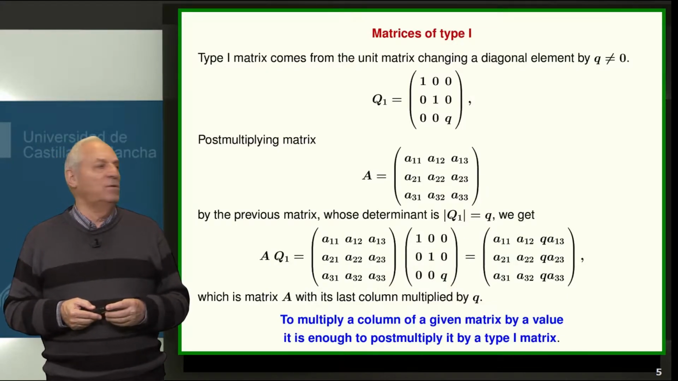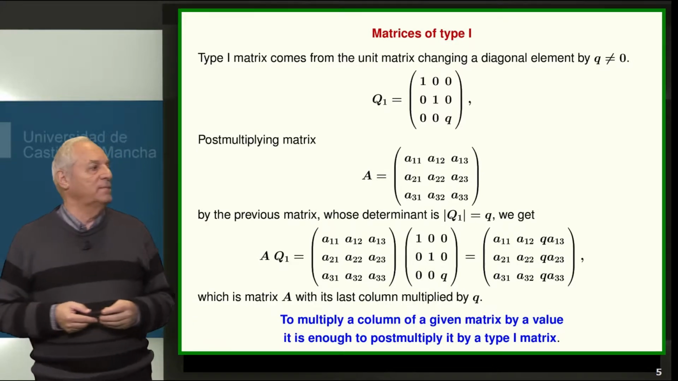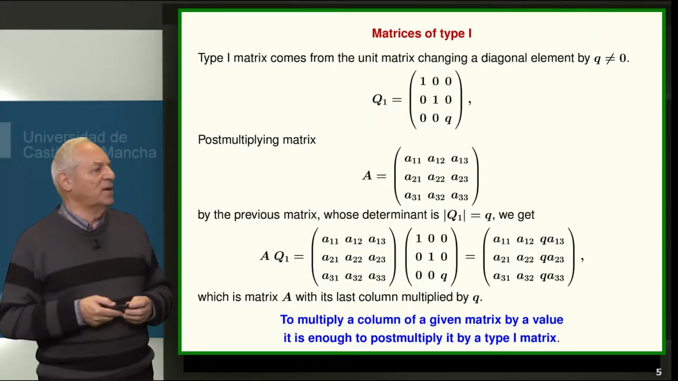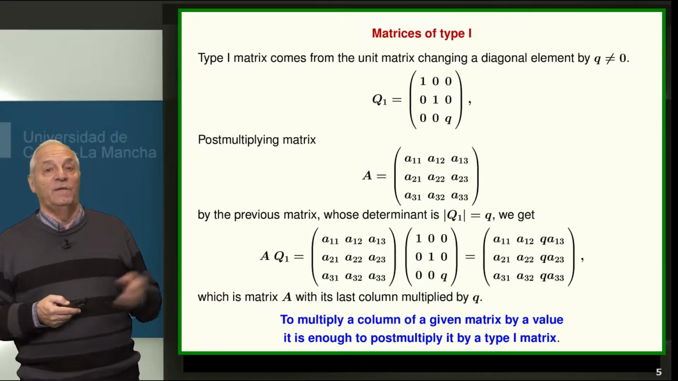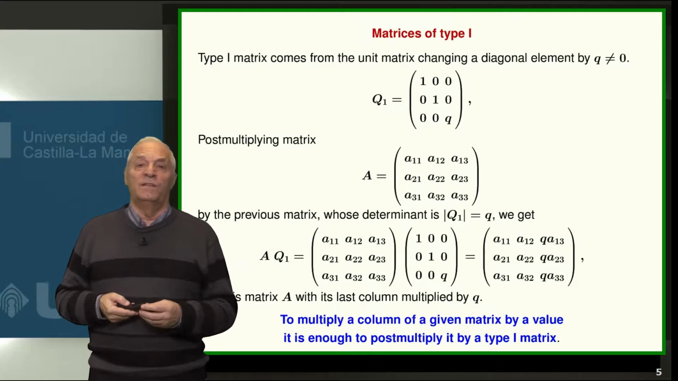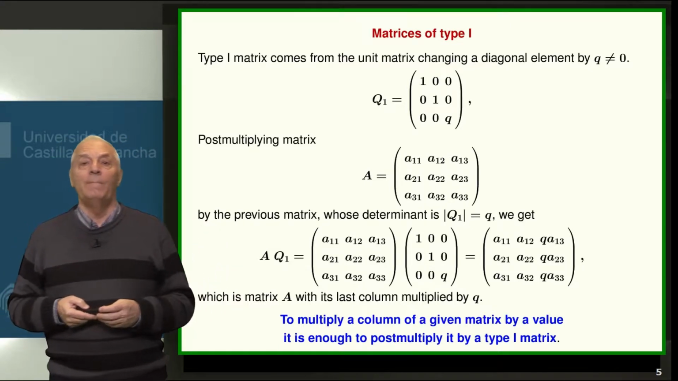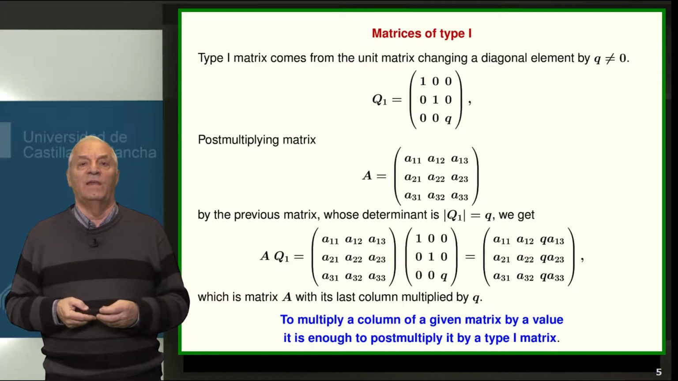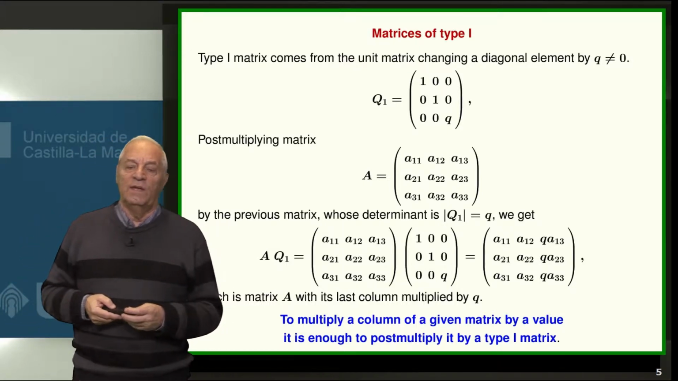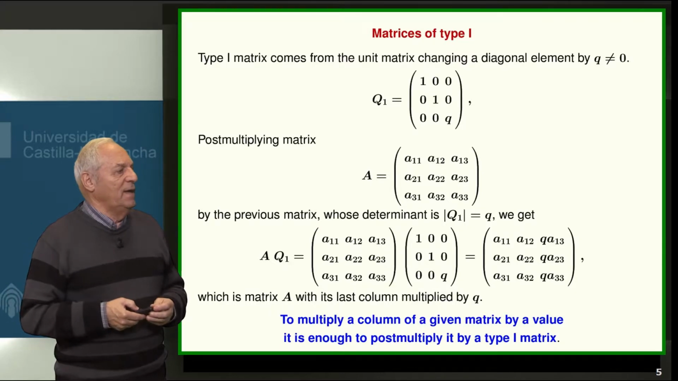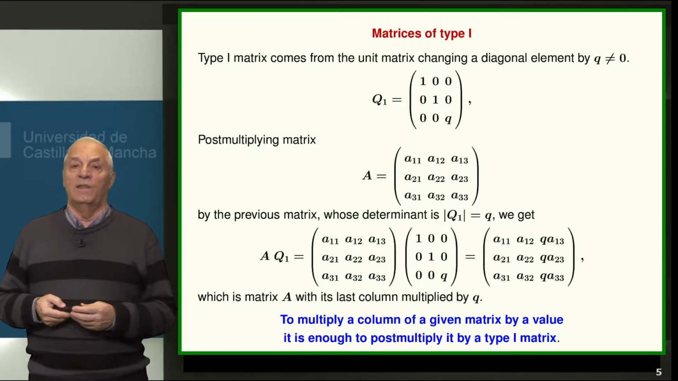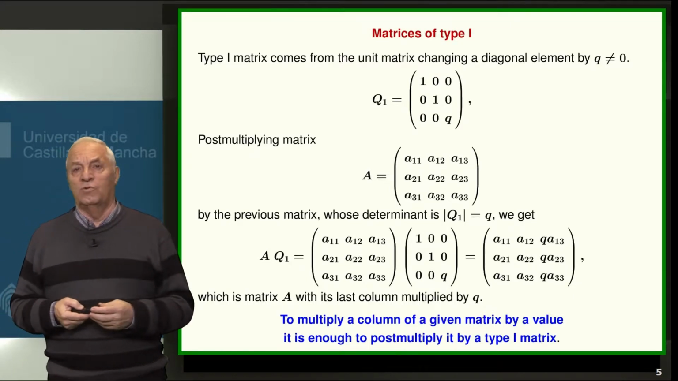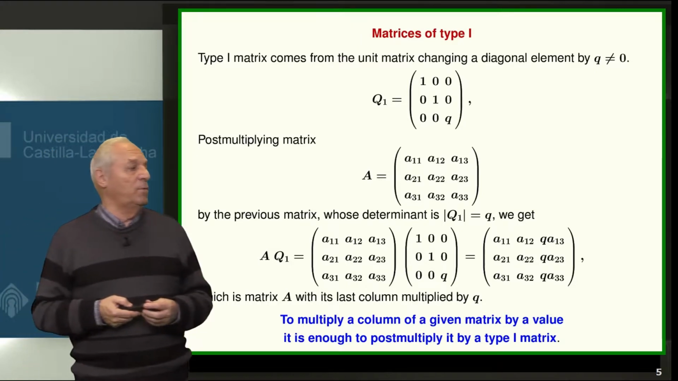Let's start talking about some transformations, which we are going to call elementary, because they are very simple. Let's first define what we mean by a type 1 matrix, which you have defined in the transparency. A matrix is type 1 when in the identity matrix we just change one of the ones on the main diagonal by the value Q, which has to be different from 0. So, there you have a case, the matrix Q1, where the third element of the main diagonal has been changed, so it is a type 1 matrix.